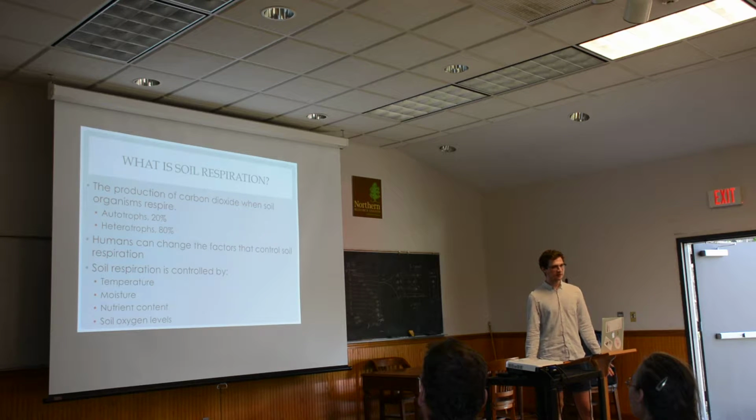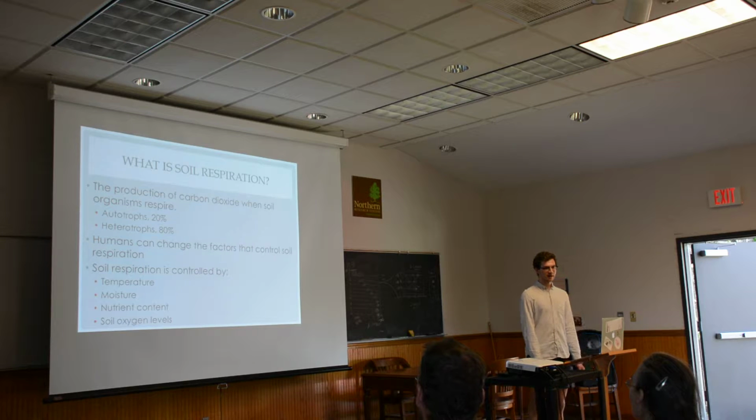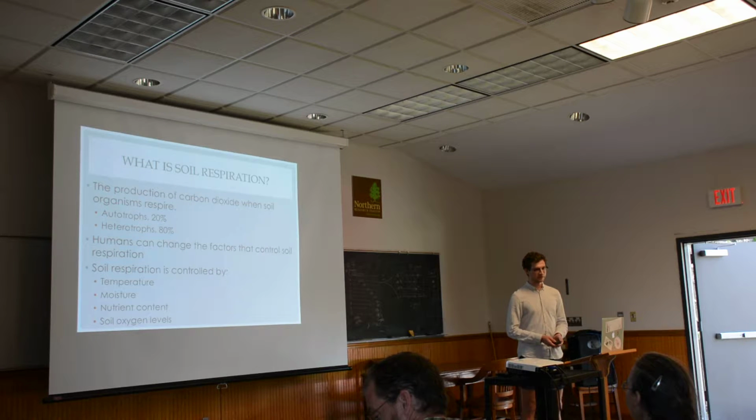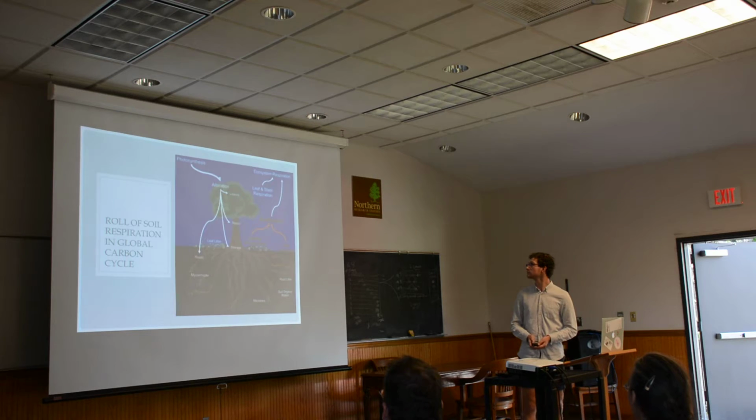Most of you probably know this, but soil respiration is the combined carbon dioxide released when autotrophs and heterotrophs in the soil are respiring. Autotrophs make up about 20% of soil respiration, which would include tree roots, things like that, whereas heterotrophs make up 80%. And we humans can have a huge impact on soil respiration by altering the factors that impact it, which are mainly temperature, moisture, nutrient content, and oxygen levels.